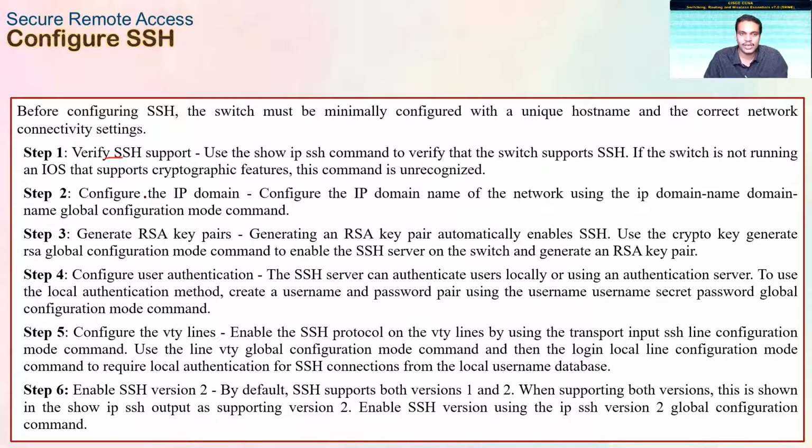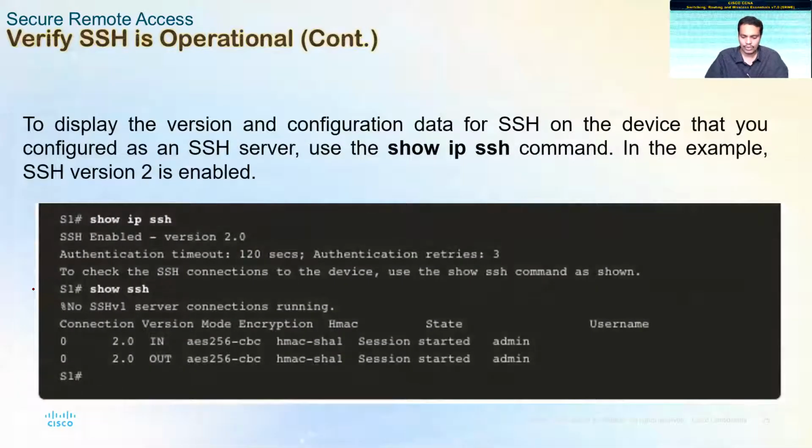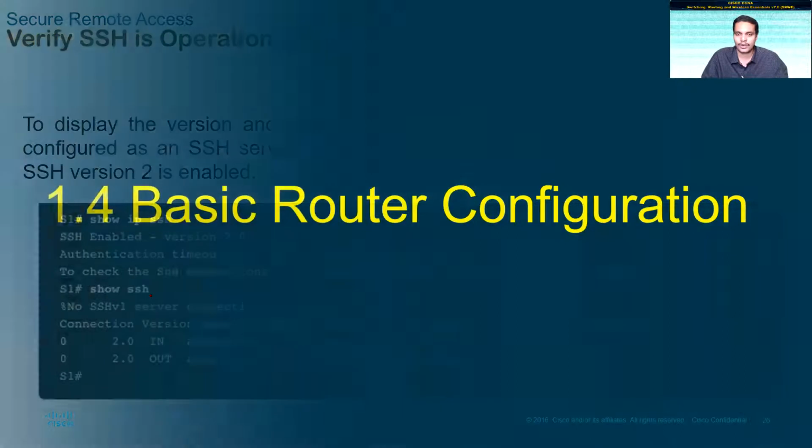I have already made a video on SSH, but there is a Packet Tracer activity regarding this. We'll do it again, and I will place that video. You can check it out to get hands-on experience on the configuration of SSH. To display the version and configuration data for SSH on the device that you configured as an SSH server, you can just type in the show ip ssh command. Once you type in this command, you can see version 2.0 is enabled over here. You can also use the show ssh command. It will show you the different connections that are running using SSH.